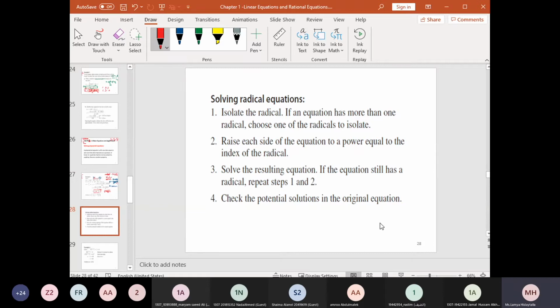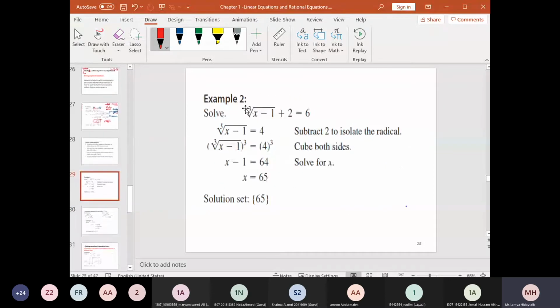Now we want to solve a new type of equation. What if I have a radical equation like that? It's not quadratic, it's not linear. I cannot write it in terms of those at first look. So how can I solve this kind of equation when there is a radical like that? Now we have a third root.